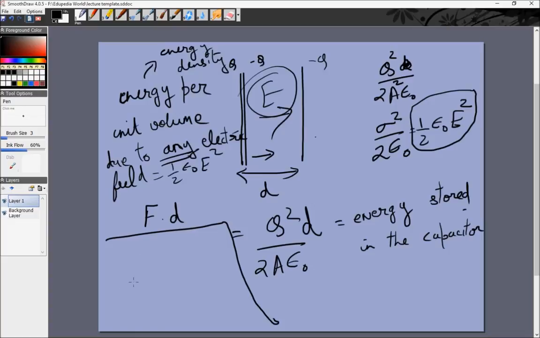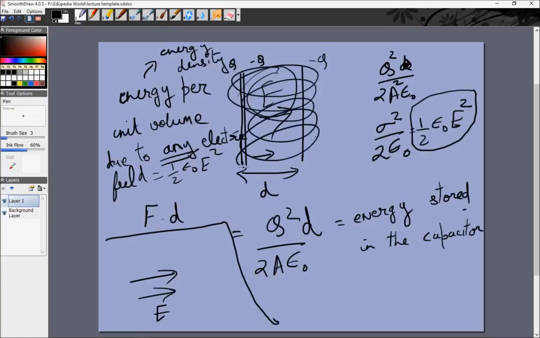So if there is a region in which you have an electric field of E, then there is an energy per unit volume, called the energy density, which is equal to half epsilon naught E square. Right? And this is what we mean by saying that energy stored in the capacitor is stored within this volume, because the total energy is half epsilon naught E square multiplied by this volume.